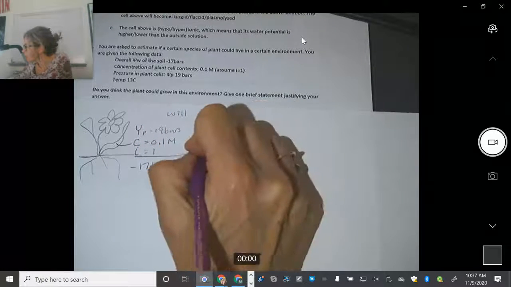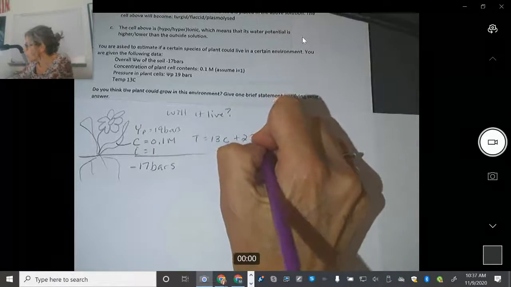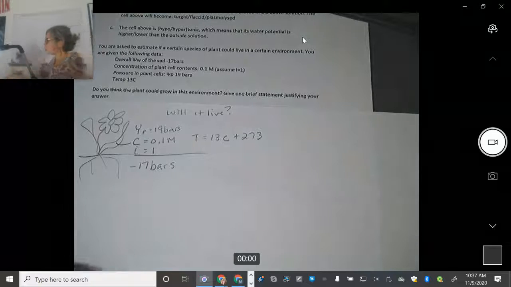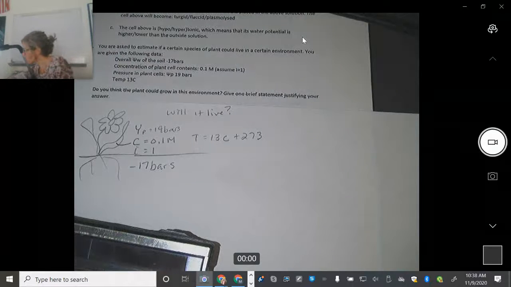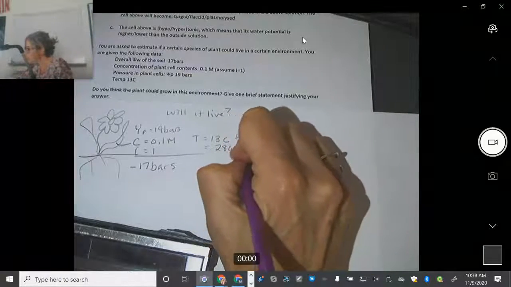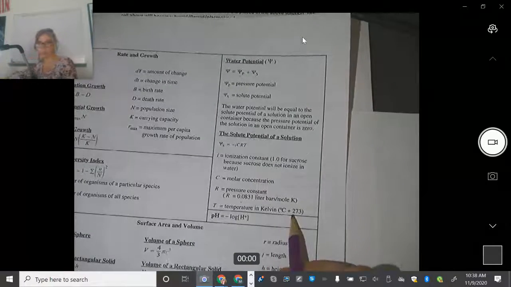And it's giving us a temperature of 13 Celsius, but I know I have to add 273 to that, so I will do that right now. 273 plus 13 is going to give me a temperature of 286 Kelvin. I always need to do that conversion, and if you forget, it is also right here. It tells you that it needs to be in Kelvin.